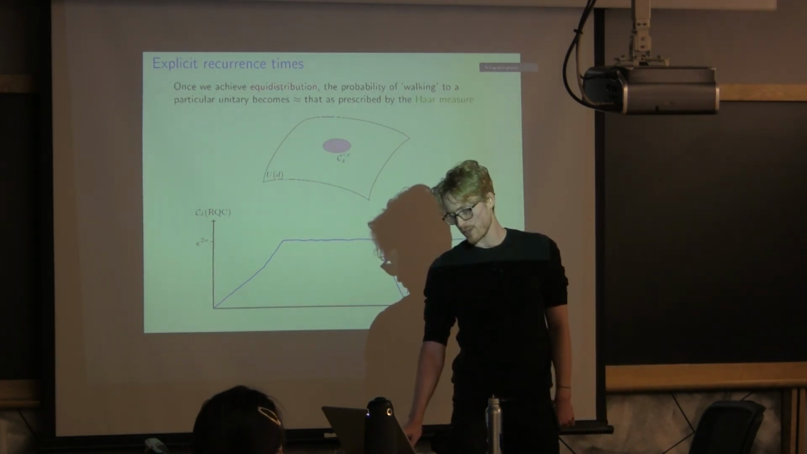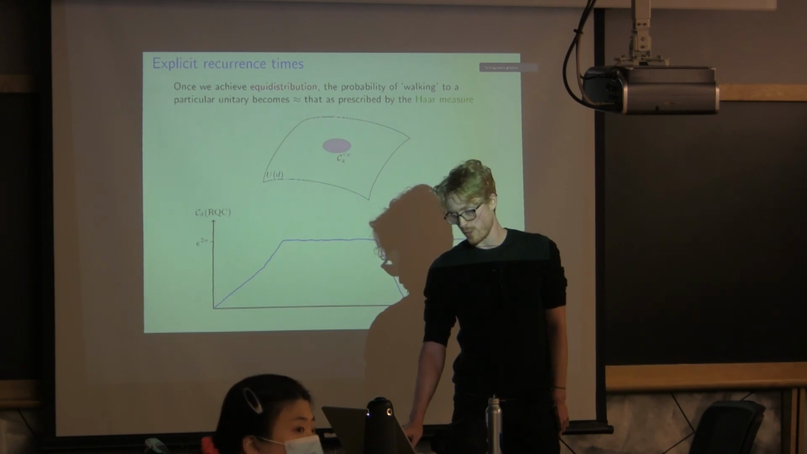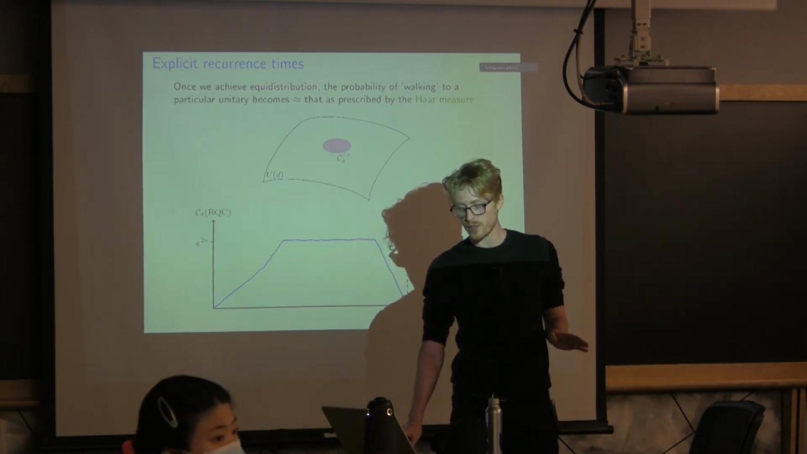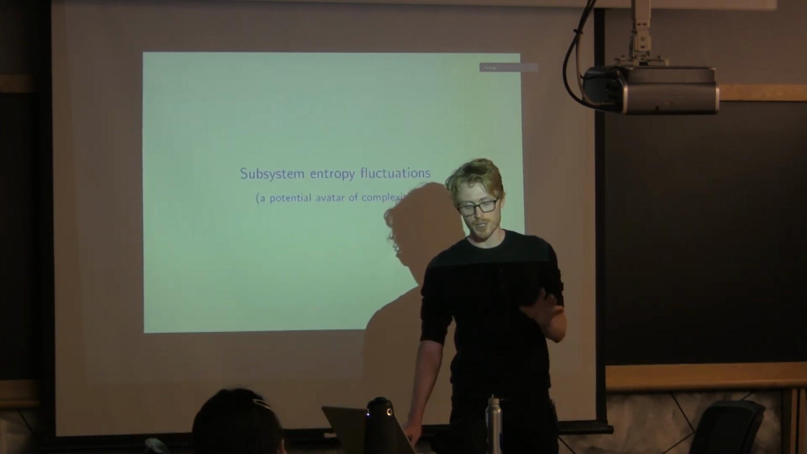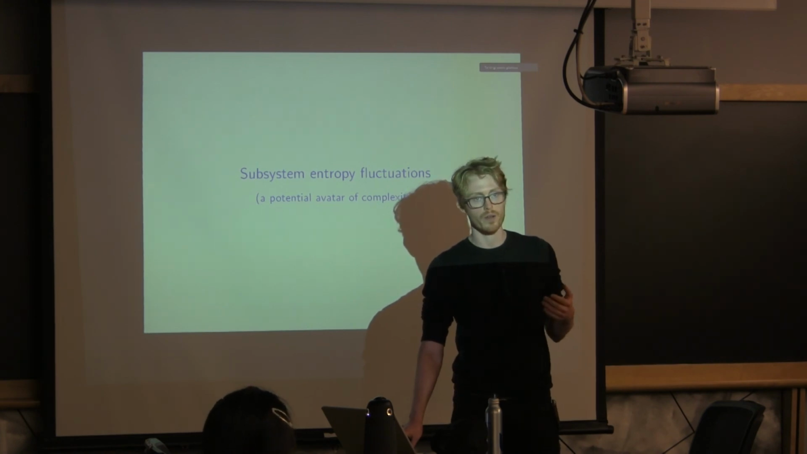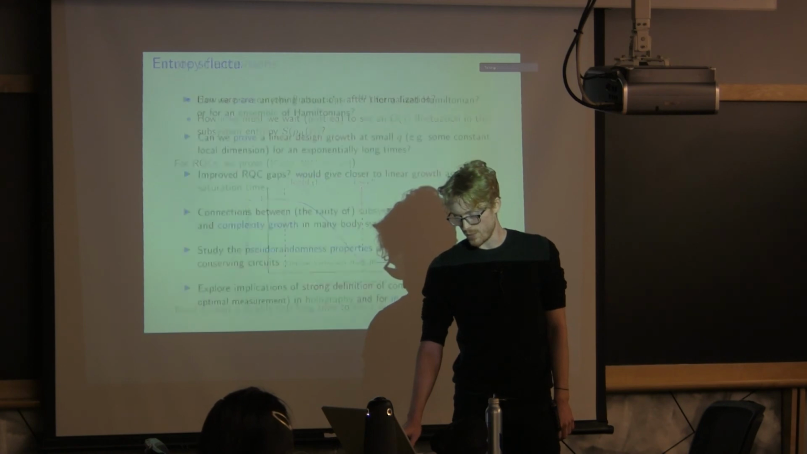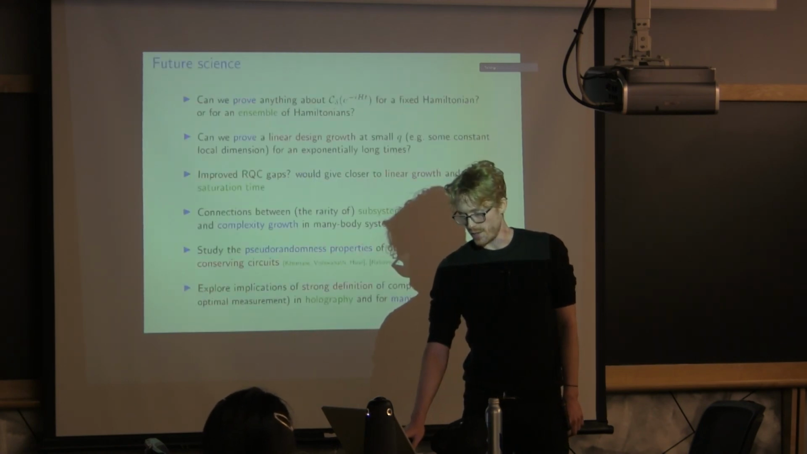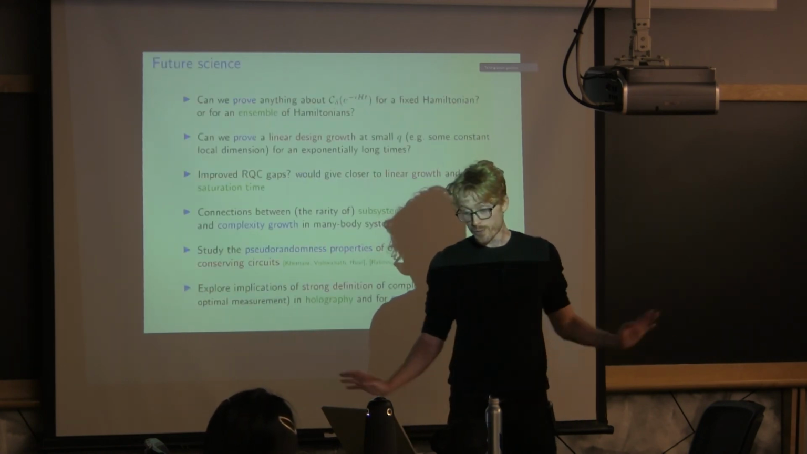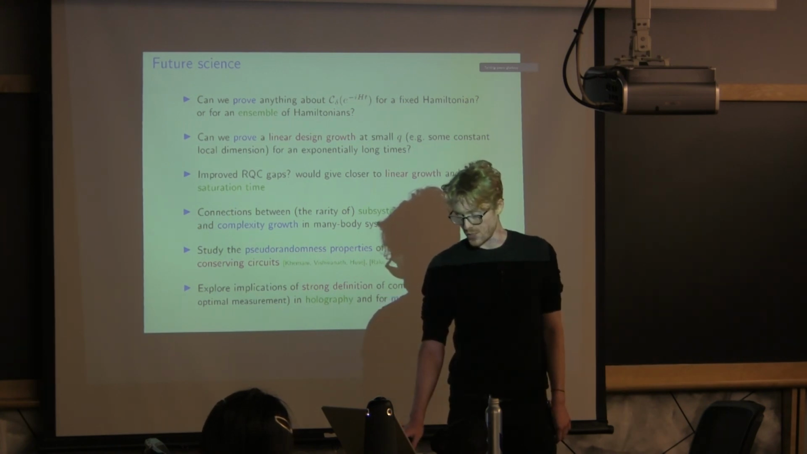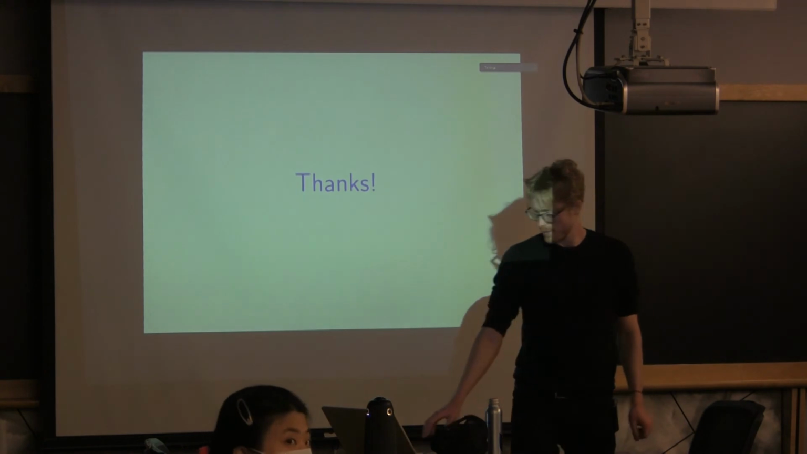I'll skip the last part, which I knew I was not going to have time for. But basically, there's one way you can maybe see complexity growth in terms of how rare entropy fluctuations are. But feel free to ask me about that. I'll just leave out there that there are a lot of future directions I'd like to think about. Please feel free to ask me about any of these, but I'll end there. Thank you.